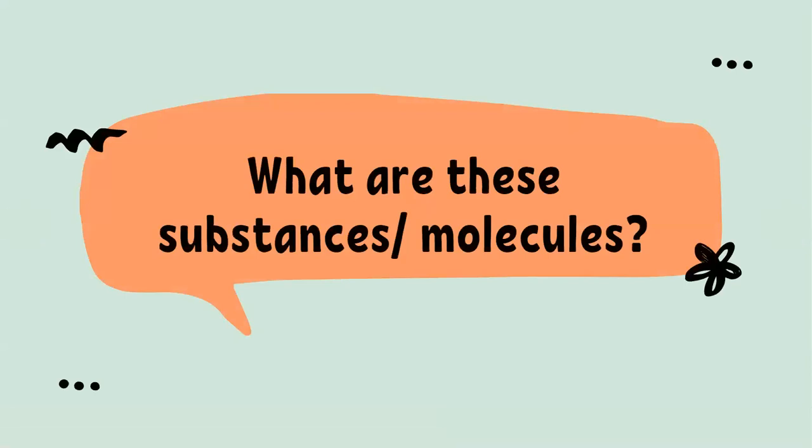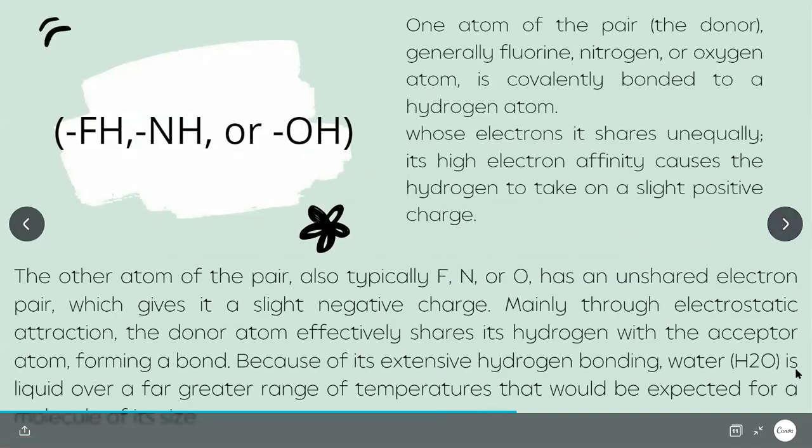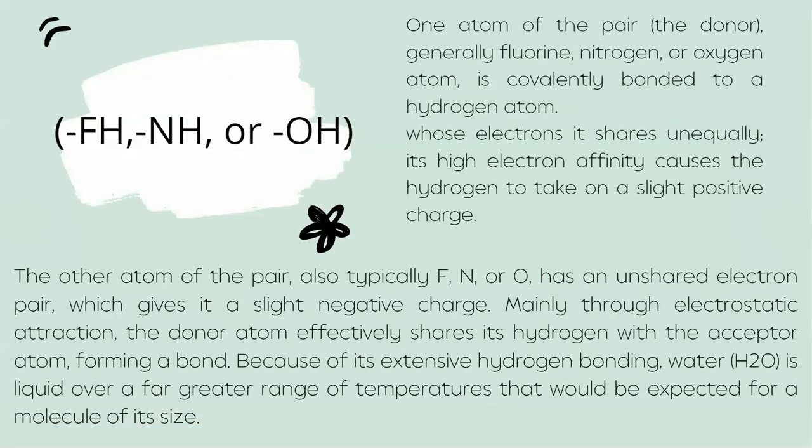So what are these substances or molecules? In this slide, one atom, the donor, which is fluorine, nitrogen, or oxygen, is covalently bonded to a hydrogen atom, which makes the shared electrons unequal. Due to its high electron affinity, it causes the hydrogen to take on a slight positive charge. And the unshared electron pair of the fluorine, nitrogen, and oxygen gives the slight negative charge.